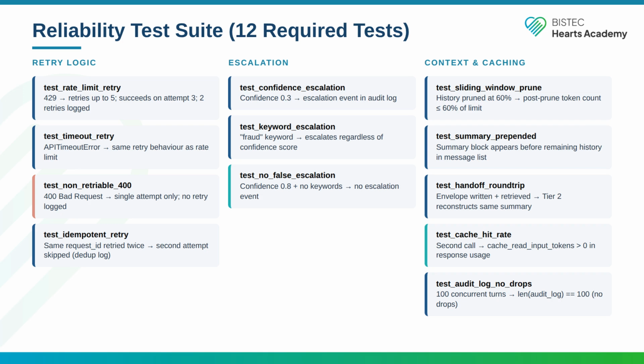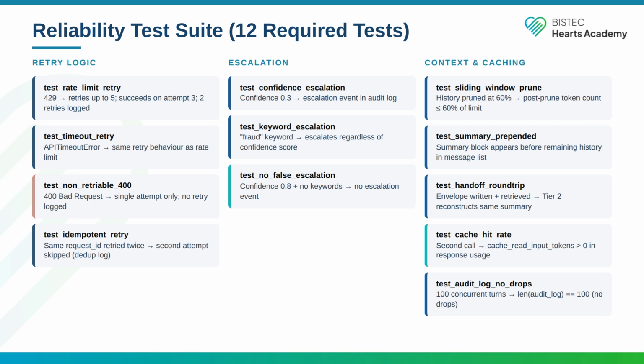Test non-retryable 400 is a negative test. It verifies that a 400 bad request results in exactly 1 attempt with no retries. And test idempotent retry submits the same request twice and verifies that the deduplication log shows the 2nd attempt was skipped. For escalation, there are 3 tests.